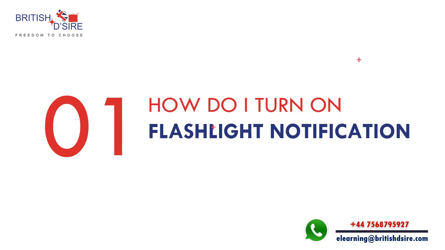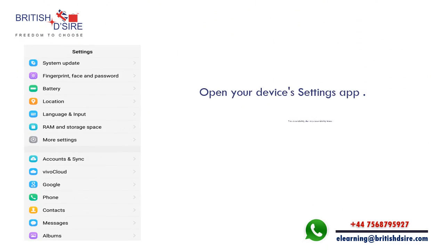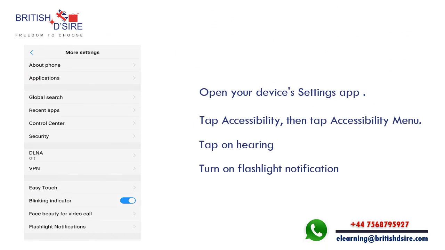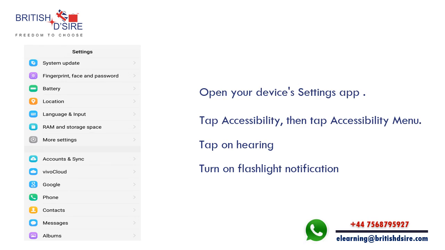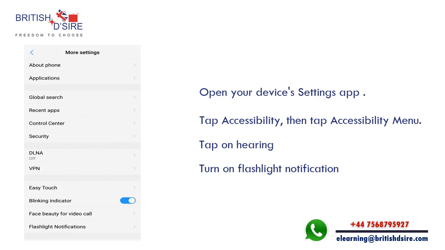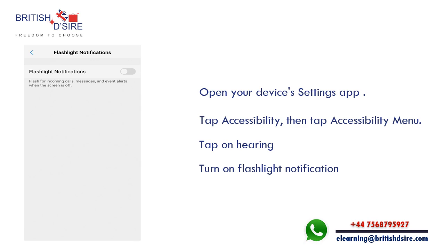Point 1. How do I turn on flashlight notification? Step 1. Turn on the accessibility menu. Open your device's settings app. Tap accessibility, then tap accessibility menu. Turn on the accessibility menu shortcut. Tap on hearing. Turn on flashlight notification.